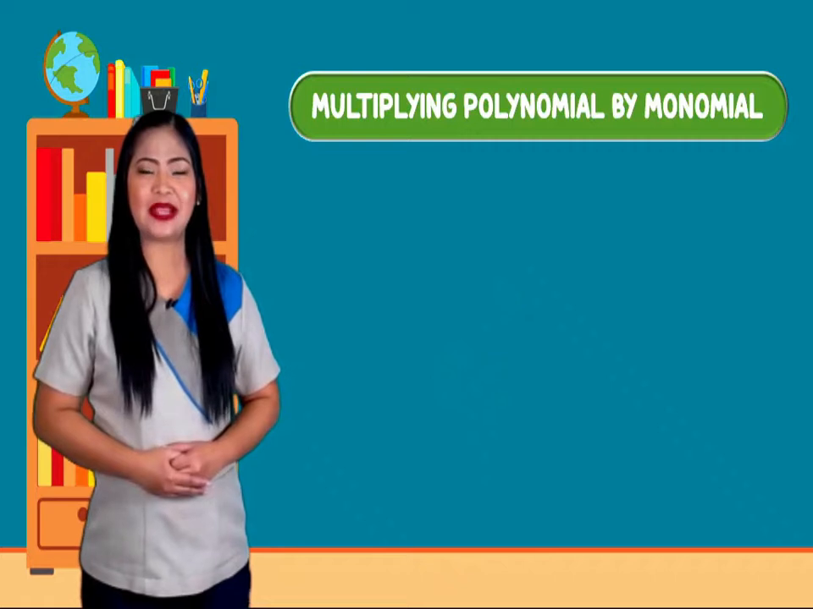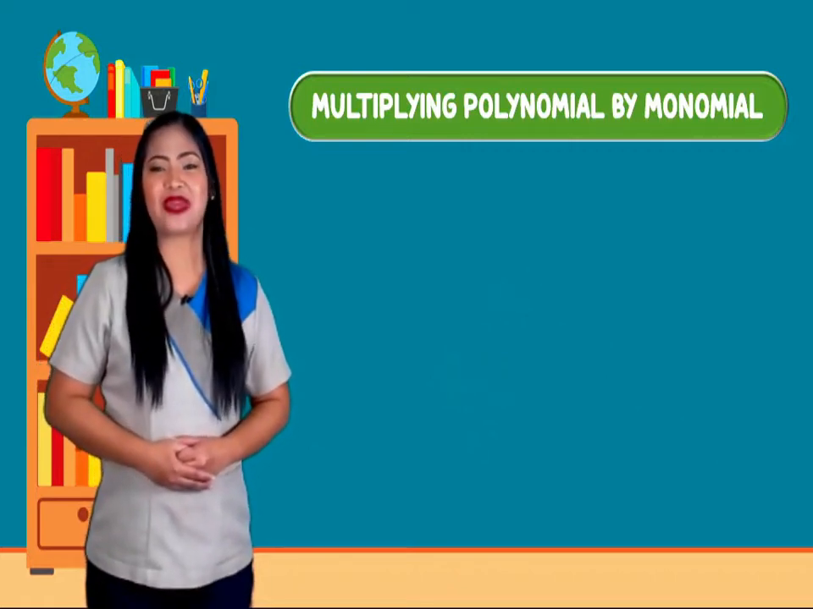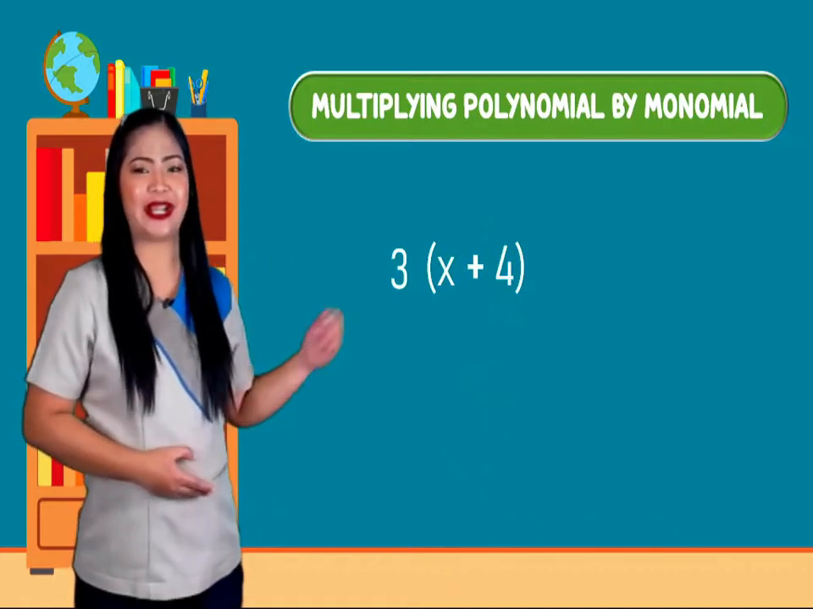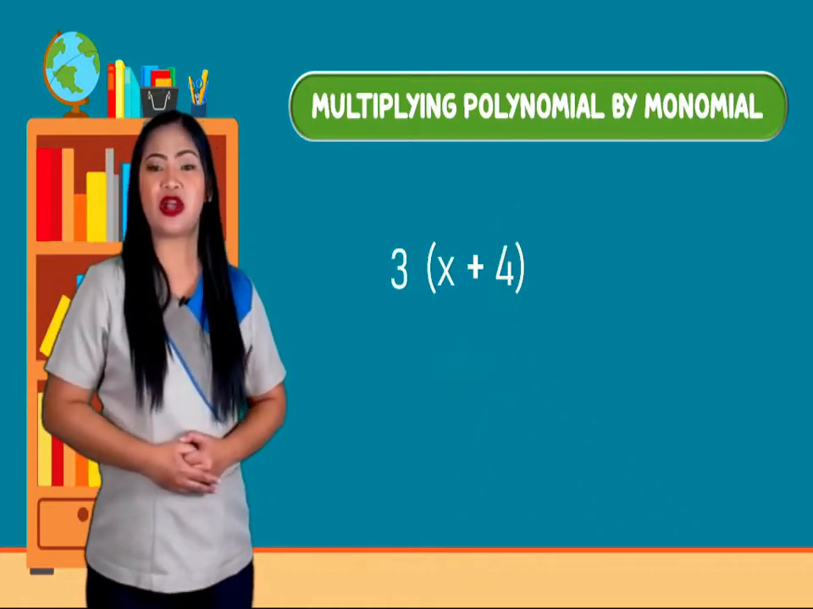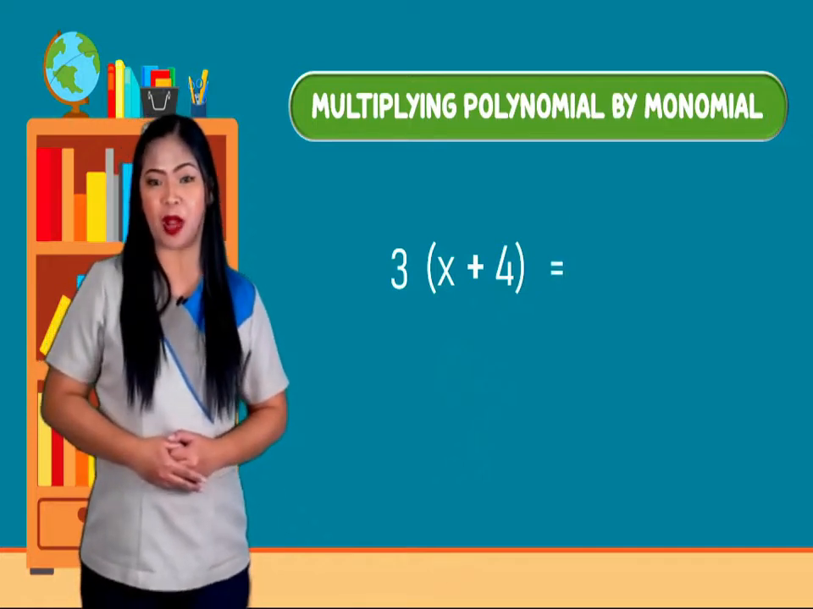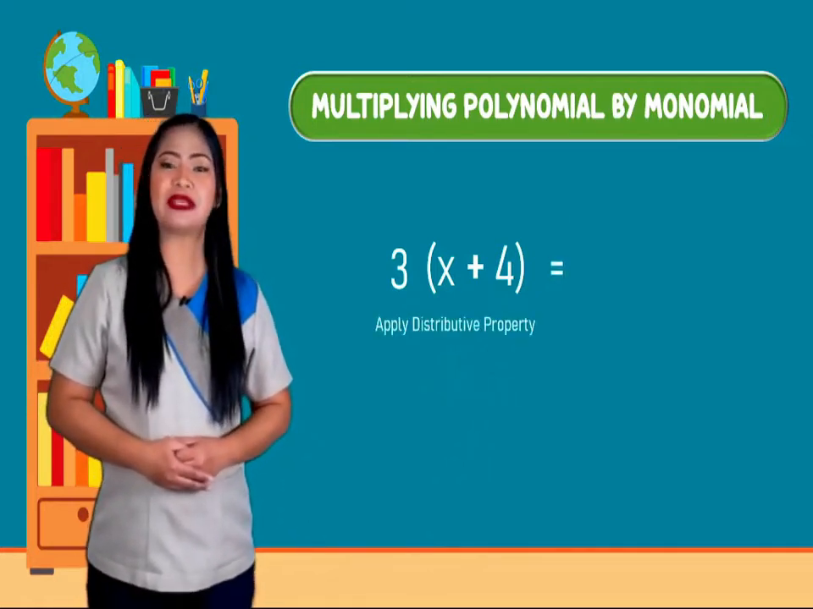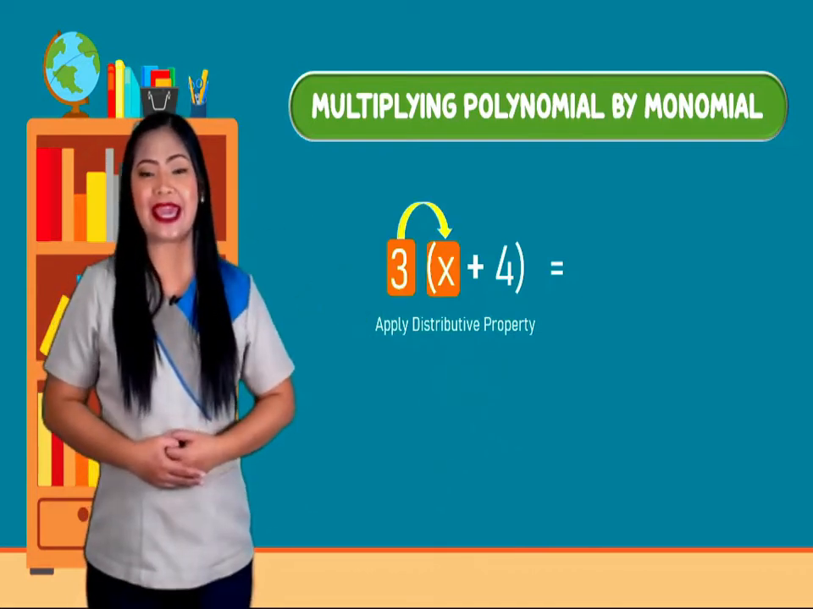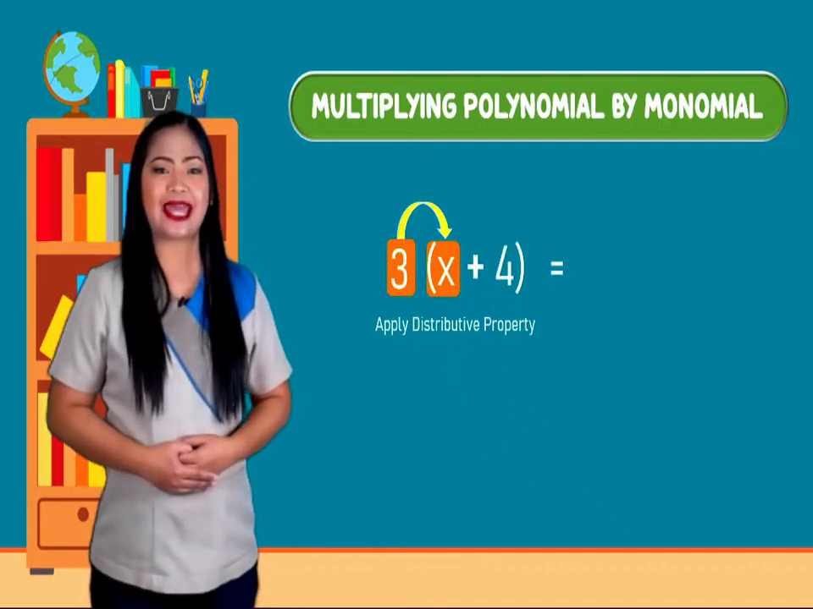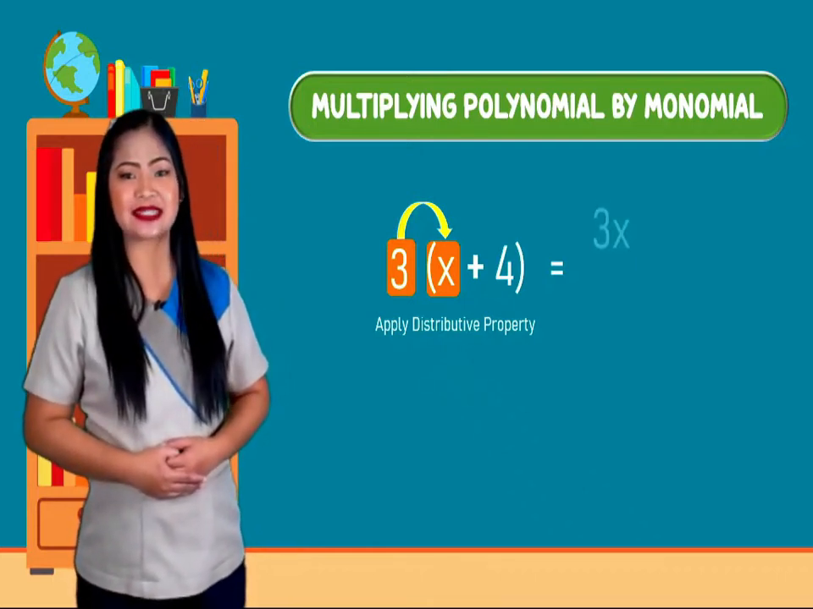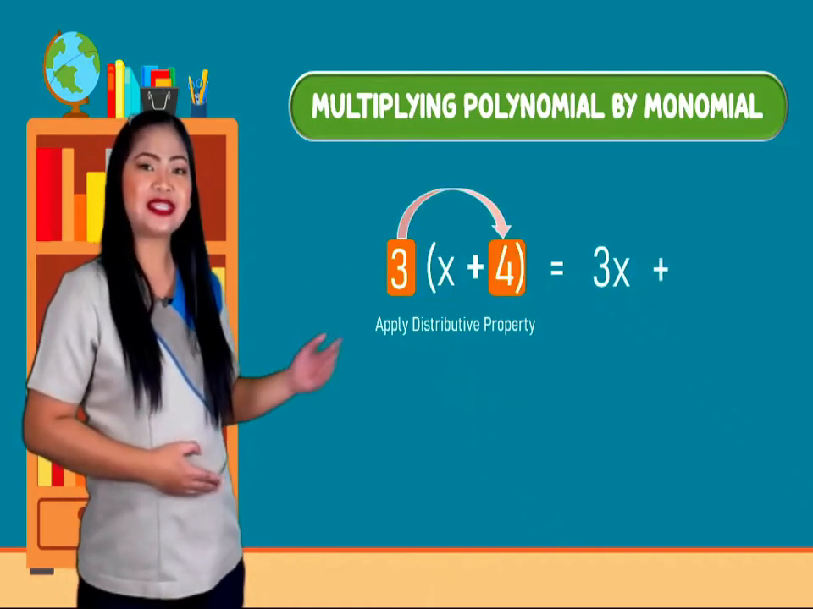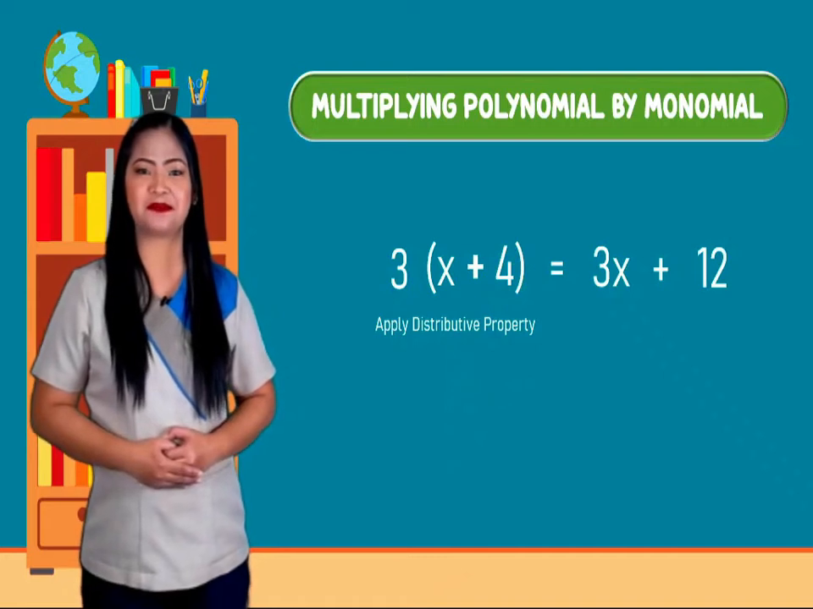This time, how about multiplying a polynomial with a monomial? We have 3 times the quantity of x plus 4. In multiplying, we are going to apply distributive property, which means we are multiplying the number outside the parentheses to each term inside the parentheses. That makes 3 times x, which is 3x, and 3 times positive 4 is 12.